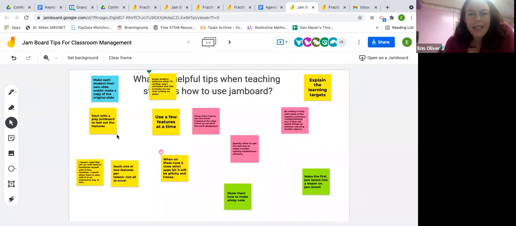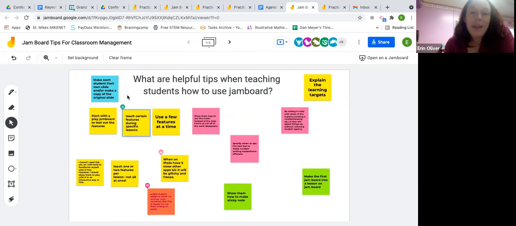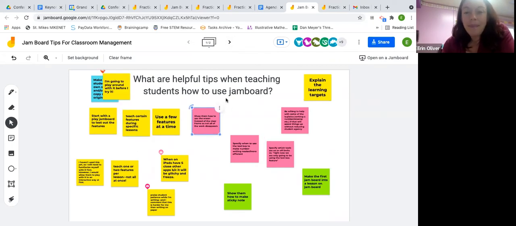All right, helpful tips. Make each student their own slide and or make a copy of the original slide. Nice. Start with a Jamboard to test out the features. Teach certain features during specific lessons. Use a few features at a time. Show them how to use the eraser instead of the clear frame.